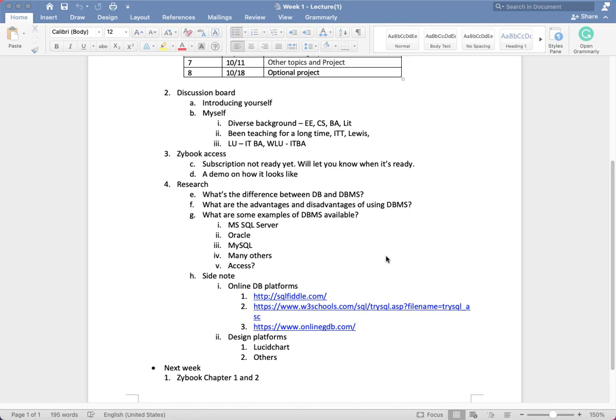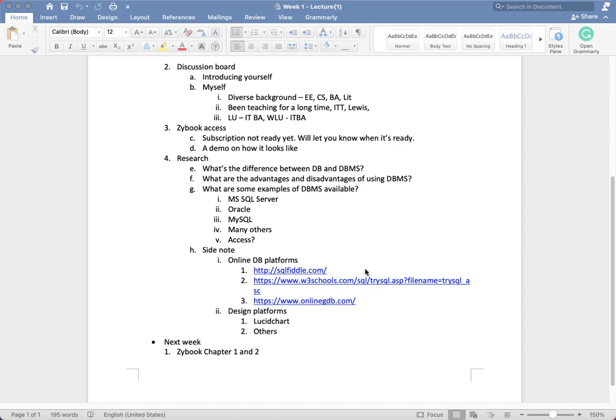There are some online platforms that I'm going to use, such as SQL Fiddle, to test out some of the database setups. And there are other support websites that you can use, including these two. We'll also be using chart platforms such as Lucidchart. Of course, you're not tied down to that, but we'll be using some of the stuff like that to help us to design and test out the database that we're going to be designing for this term.